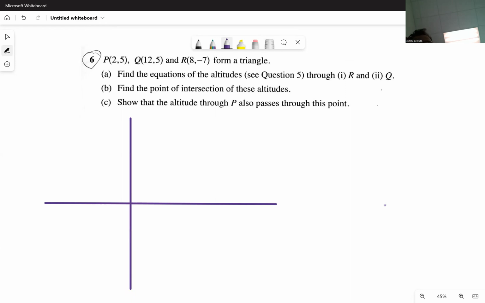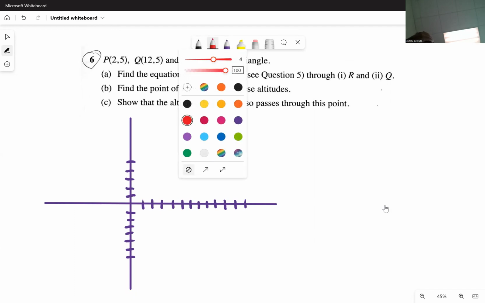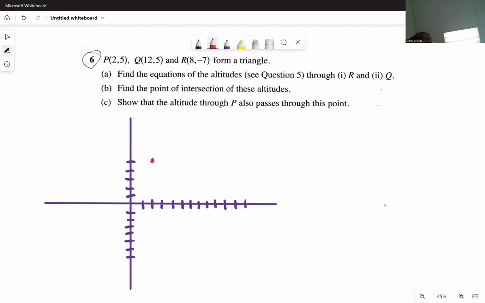All right, so we have 1, 2, 3, 4, 5, 6, 7, 8, 9, 10, 11, 12. And we have 1, 2, 3, 4, 5. We have 1, 2, 3, 4, 5, 6, 7. So we have 2, 5. And I'll do the points in red. 2, 5. And this is point P.